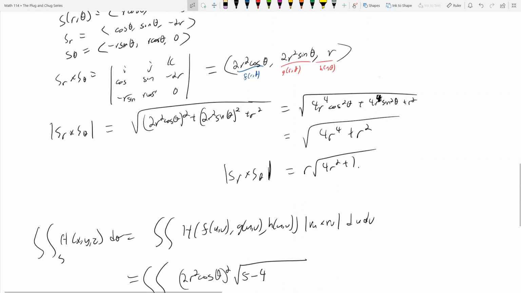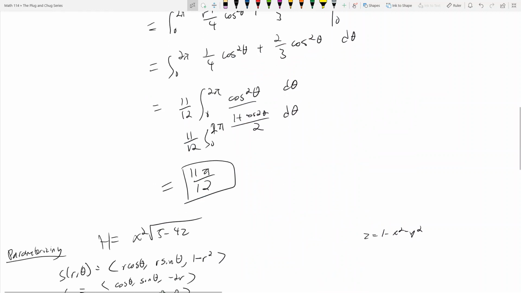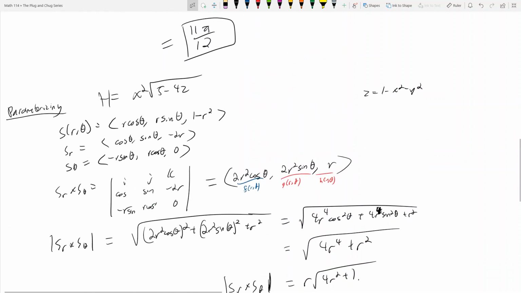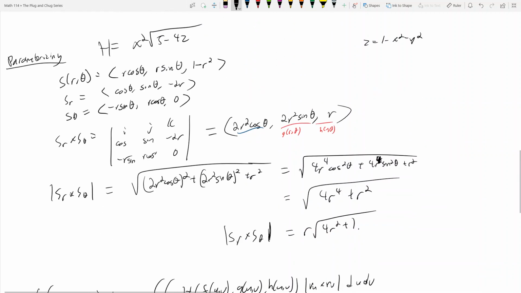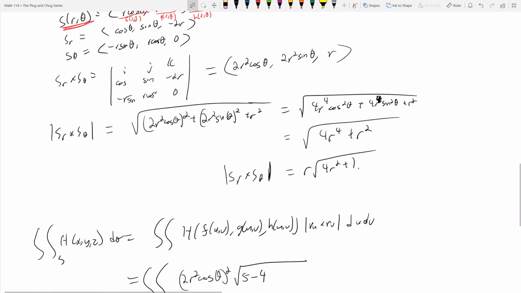5 minus 4z. Did I? Oh, wow, I'm being really dumb. No, that's not right. That's the cross product, right? This is f of uv, or r theta, right? It has to come from the parametrization, not the cross product. I was taking it from the cross product. That's wrong. This is g of r theta, and this is h of r theta. All right, that makes a lot more sense. Okay, so that's wrong. Erase.